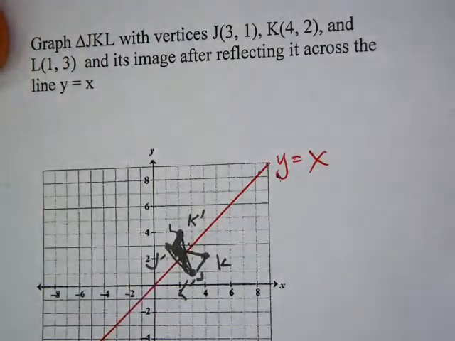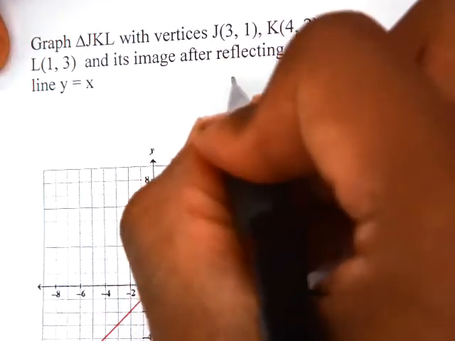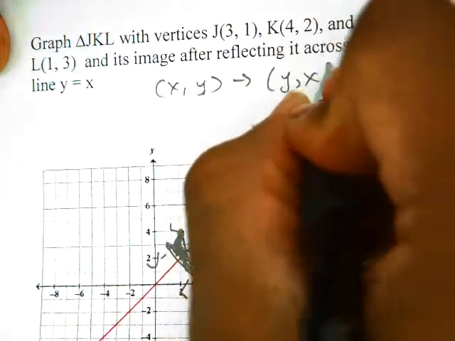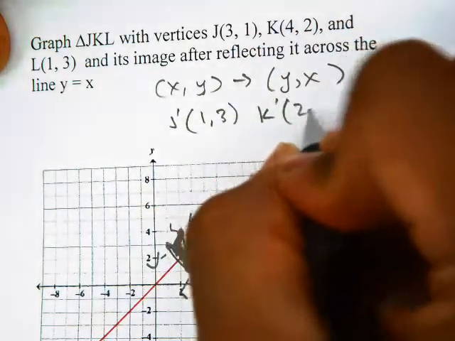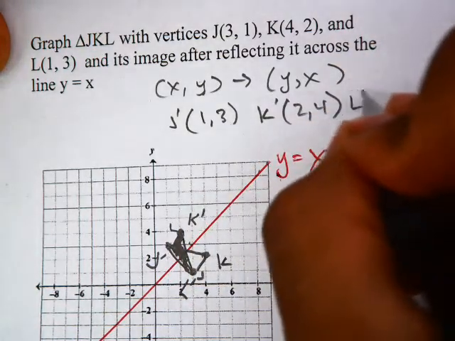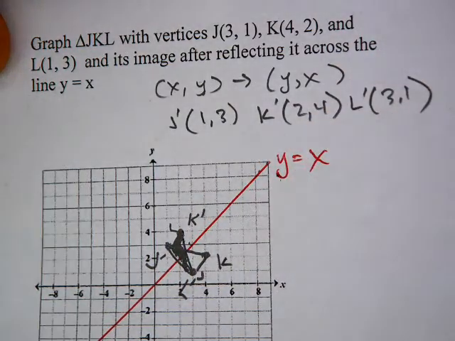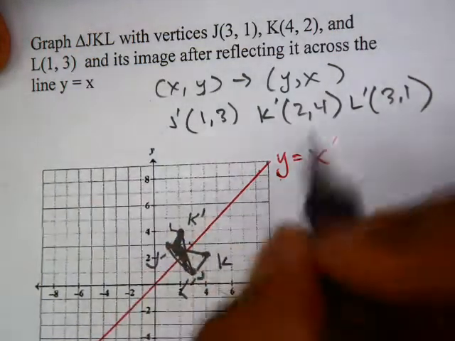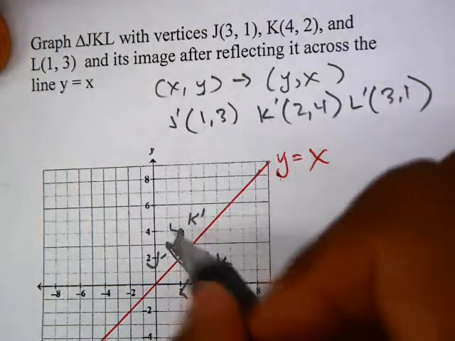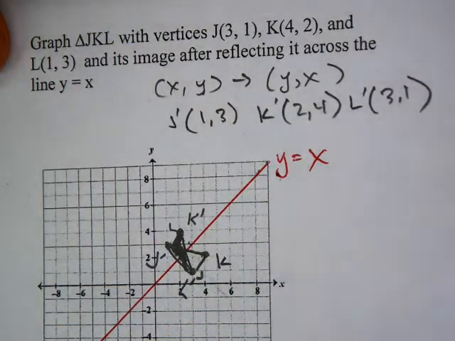So here's our result. We could get the same result using the rule. If you're going to reflect over y equals x, the rule is x, y goes into y, x. So you can see our J prime is at 1, 3, our K prime is at 2, 4, and our L prime is at 3, 1. So if you didn't want to just reflect it across this line, you could use this rule and it'll give you the primes and you can graph it from there.